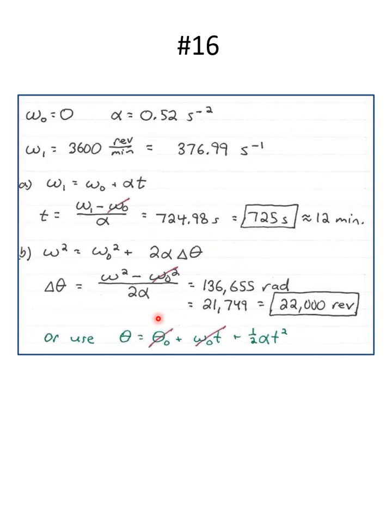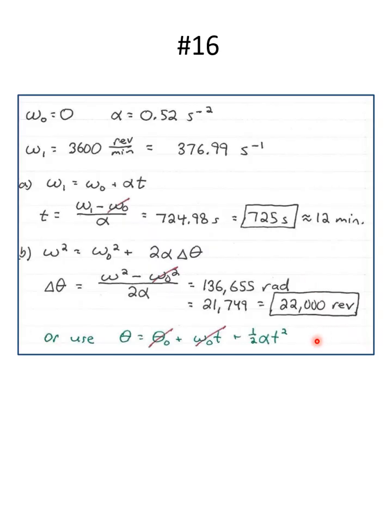Well, let's use this equation that the final omega squared is the initial omega squared, which was 0, plus 2 times alpha times delta theta. Let's solve for delta theta, as you can see here, and I get 136,655 radians. It's asking how many revolutions, so we'll divide by 2 pi and get about 22,000 revolutions.